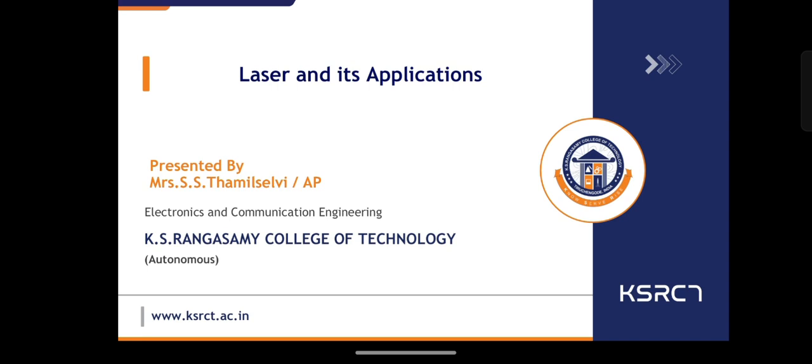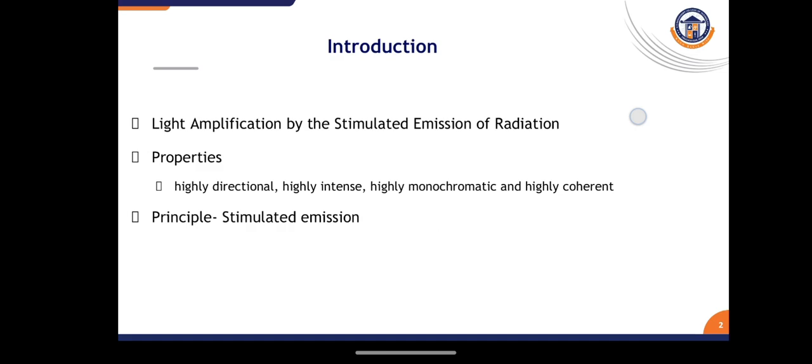Now in this video, we'll see about laser, what are the different types of lasers available and its applications. First, what is a laser? Laser is light amplification by the stimulated emission of radiation. Properties: it is highly directional, highly intense, highly monochromatic and highly coherent. Principle: stimulated emission of radiation.